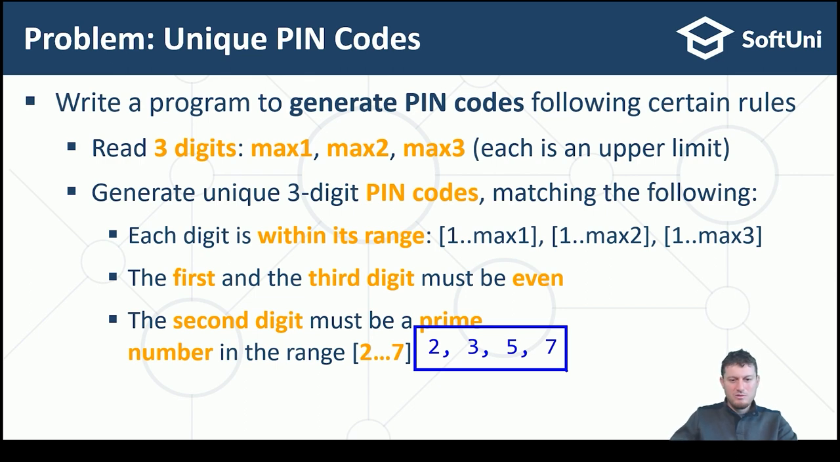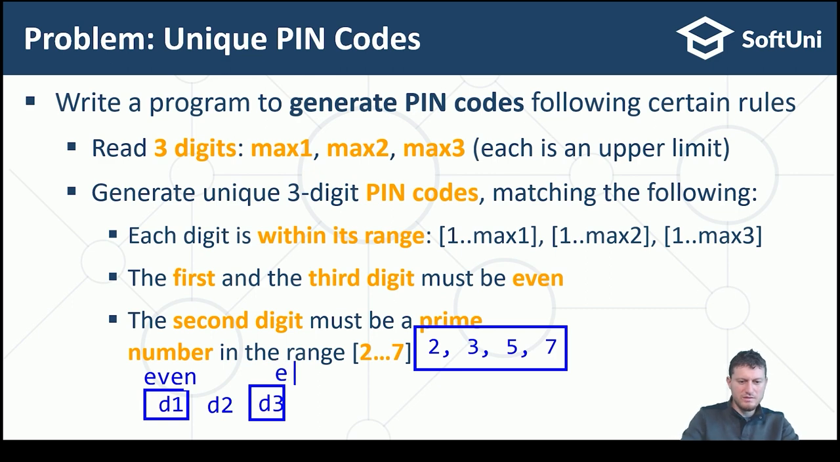So we need to have one number D1, followed by a second number D2, followed by a third number D3, and this should be even, and this should be even, and this D2 should be one of these numbers. So we need to have three nested loops.